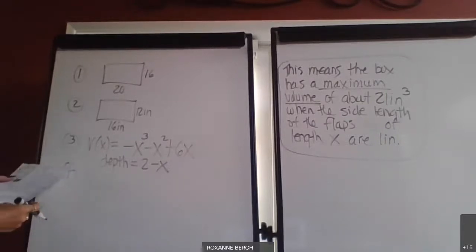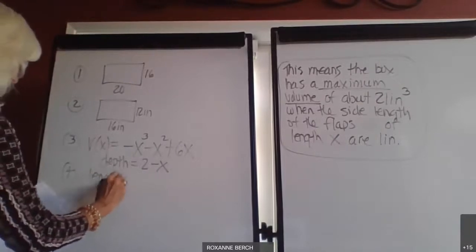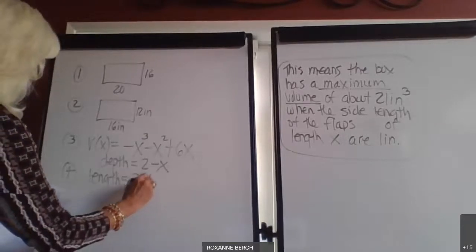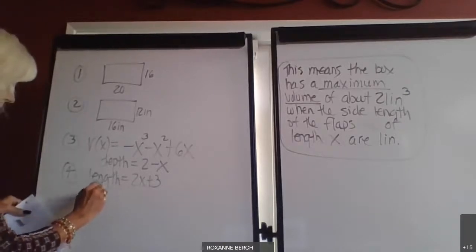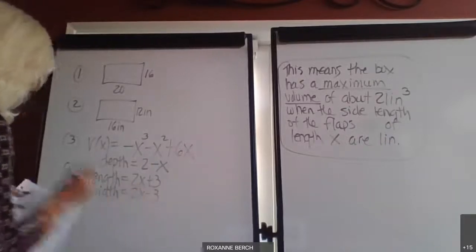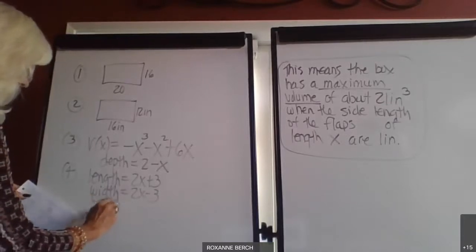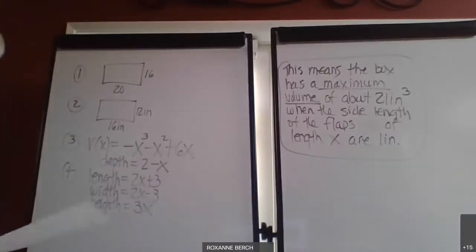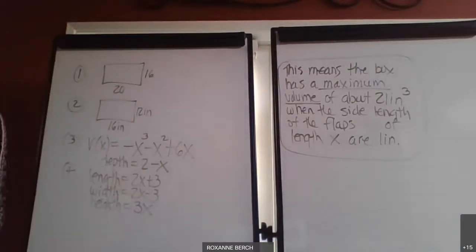And in problem number 4, the length is 2x plus 3. The width is 2x minus 3. And the height is 3x. Okay, so I'm sorry that this didn't show up really good on the sheet, but that's what the numbers are, the variables.